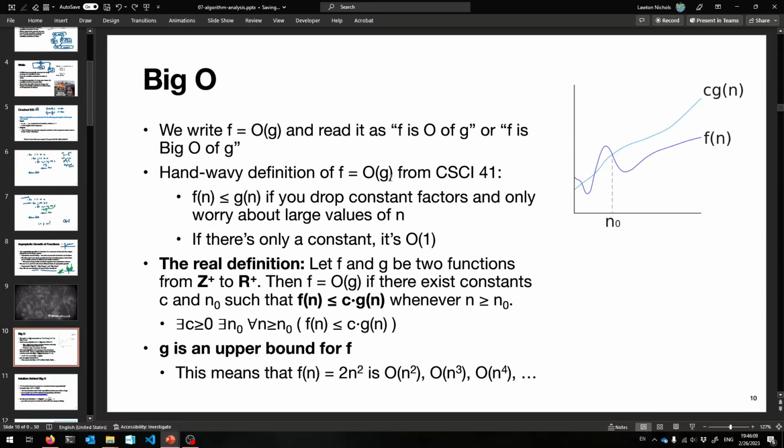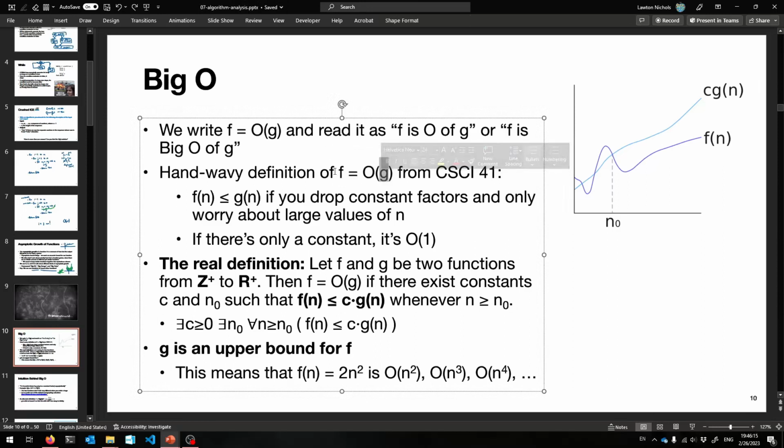And then you remember from 41 essentially the definition of what big O means. It's like g bounds f. Yeah, f of n is always smaller than g of n if you drop a bunch of constant factors out in the front and cross those off, and you only worry about giant values of n and things like that, right?